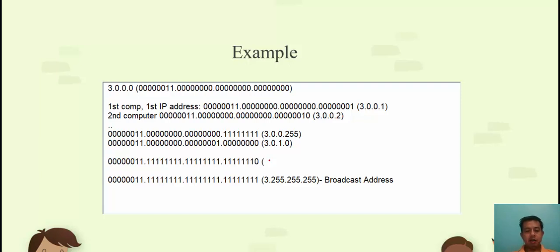So in decimal, the IP address in this example would be 3.255.255.254. So we started with 3.0.0.1. This would have been the first node, the IP address of the first computer connected to the network, and the last computer in the network, if we had that number of computers, would have an IP address of 3.255.255.254. I hope this example has cleared up how an IP address is allocated in a network.